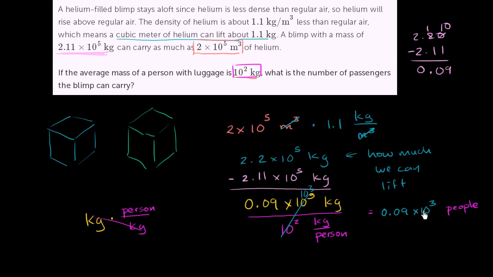So what is 0.09 times 10 to the third? Well, that's 0.09 times 1,000. So let's multiply it. If we start with 0.09, we multiply it by 10 once, we get to 0.9. Multiply it by 10 again, we get to 9. Multiply it by 10 again, we get to 90. So this right over here is the same thing as 90 people. So the maximum load for this blimp is 90 people and their luggage.